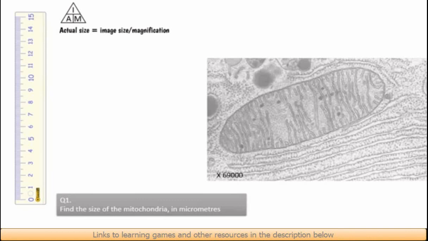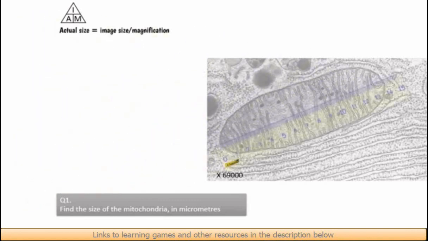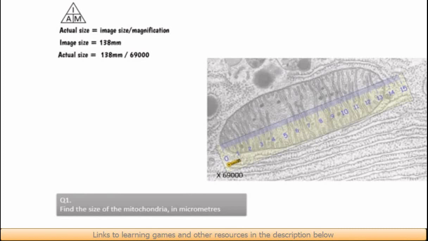Next, we need to accurately measure the image size. Next, we place the figures we have into the equation that we set down earlier. And we need to convert this to the units that were asked for. Now, if you're not sure about this, you need to see the lesson on math skills, part 1.